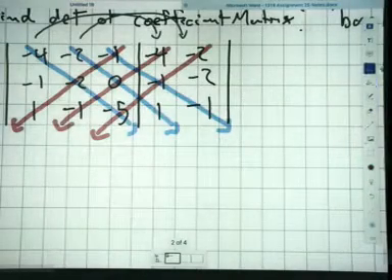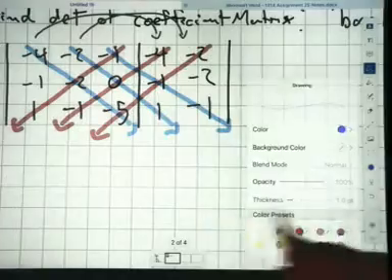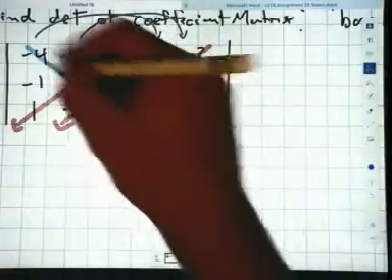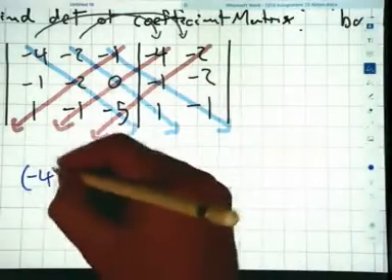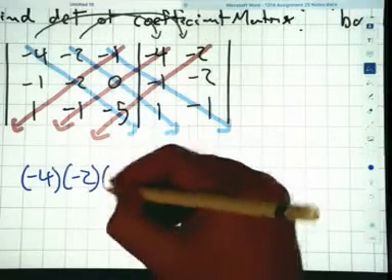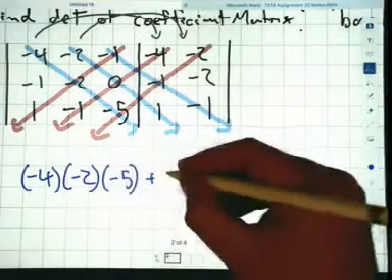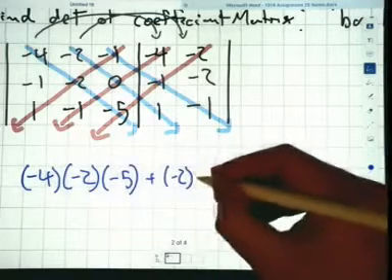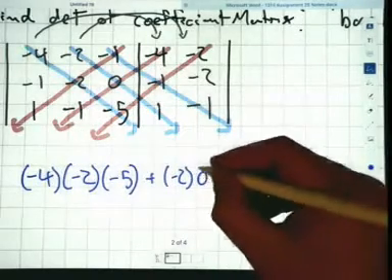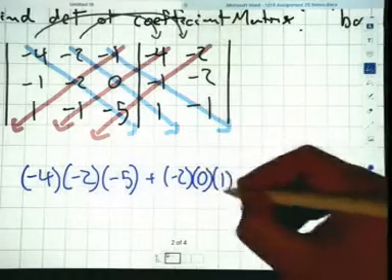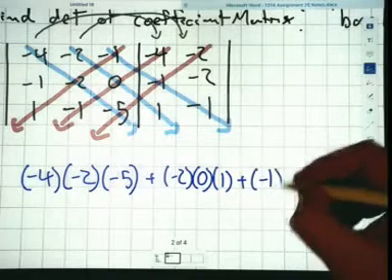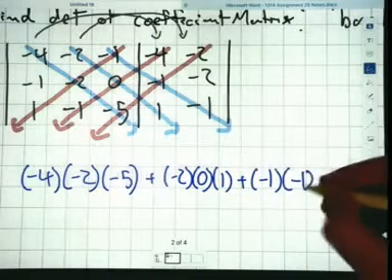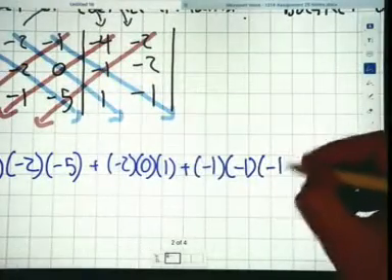Now, all the blue diagonals get added together. Blue means that you're adding the diagonals together. We're still going to be multiplying down the diagonal, but we add. So what do we have? We have -4 times -2 times -5, plus -2 times 0 times 1, plus -1 times -1 times another -1.